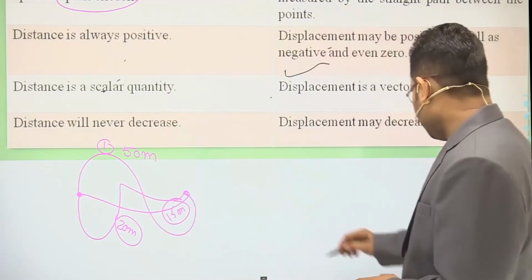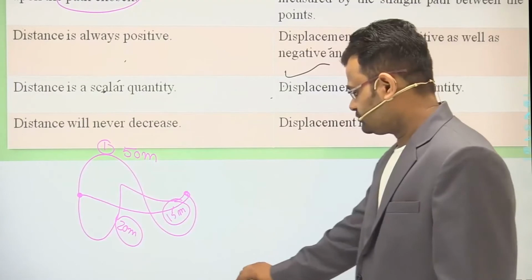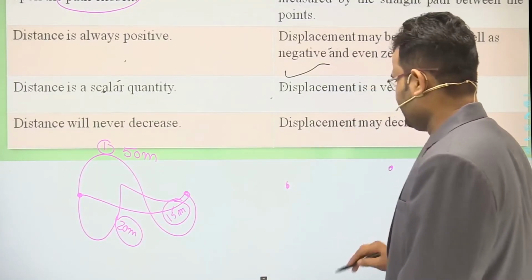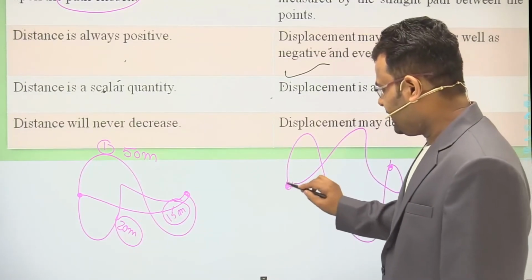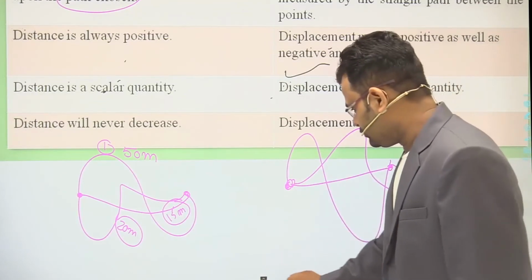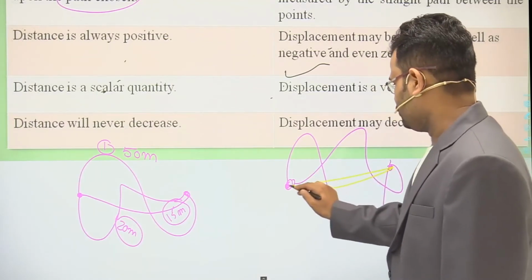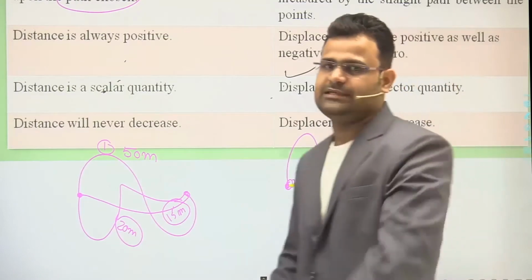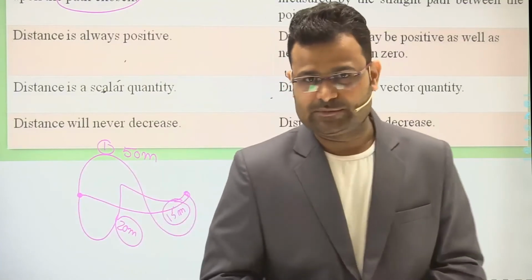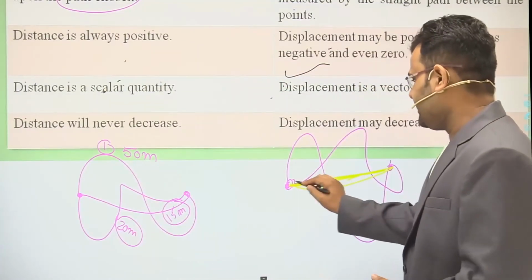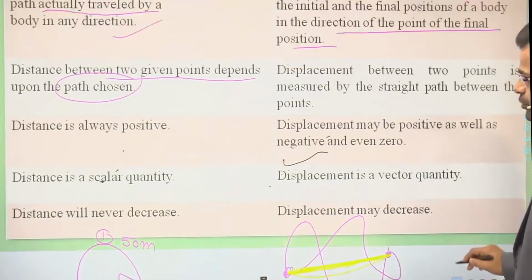Okay, now, but displacement is always clear. Distance is... that is initial, that is final. We choose a different path. But for displacement, draw the straight line between them and measure it. That is a displacement. There is no effect of the path. If you calculate the displacement, that is always the straight path length. Straight path length is a displacement. So that does not depend on the path.